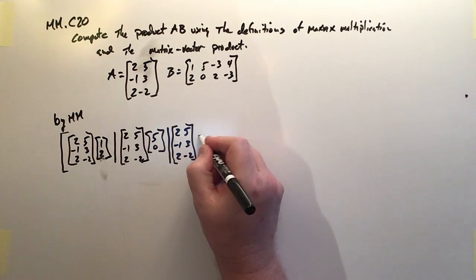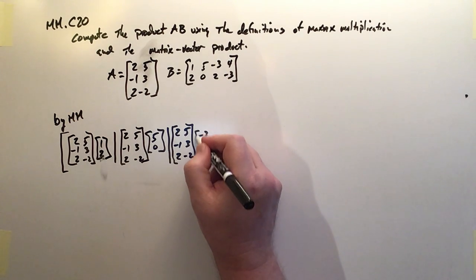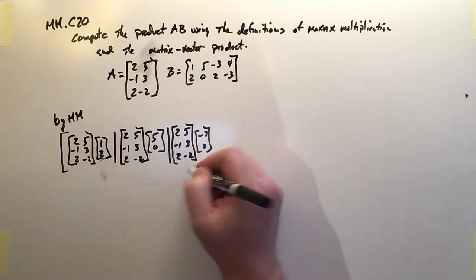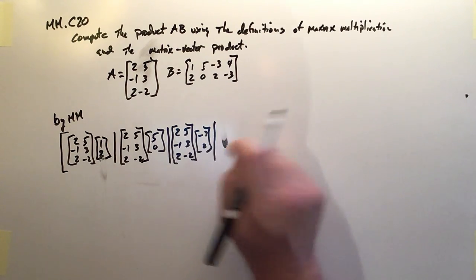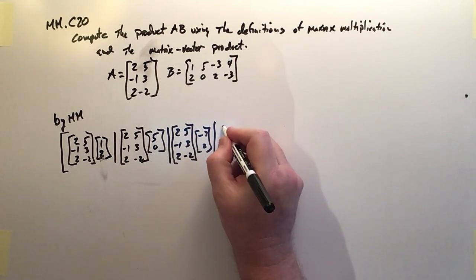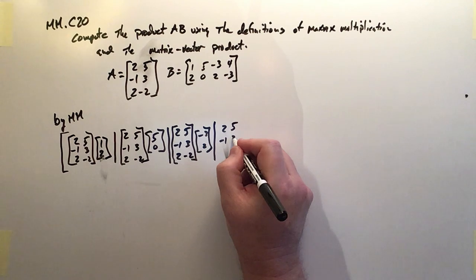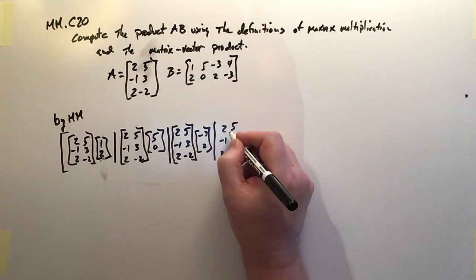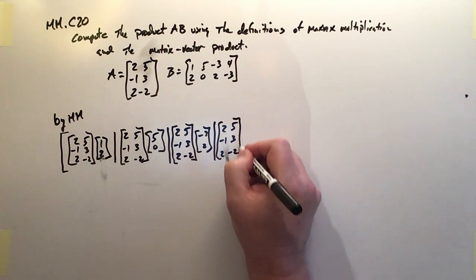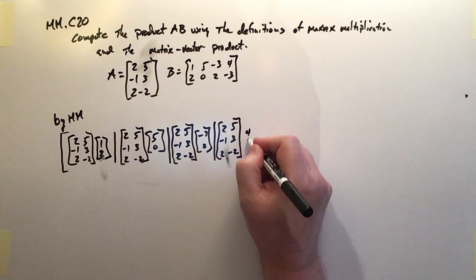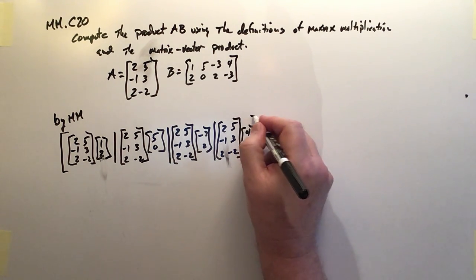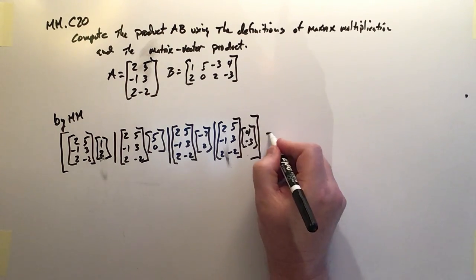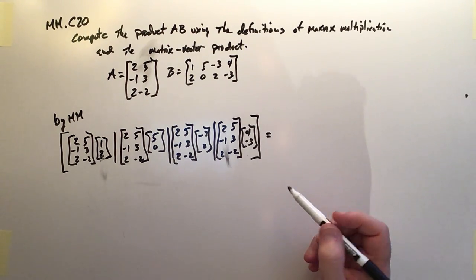Then 2, 5, -1, 3, 2, -2, and that matrix times this vector, -3, 2, will build the third column. And finally the last column is going to be 2, 5, -1, 3, 2, -2, and that will be times the last column vector, 4, -3.